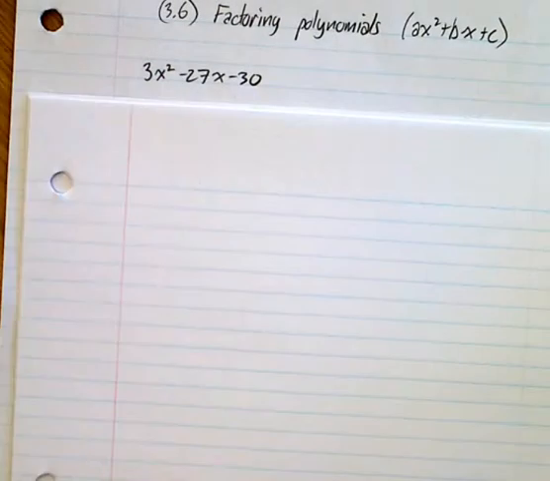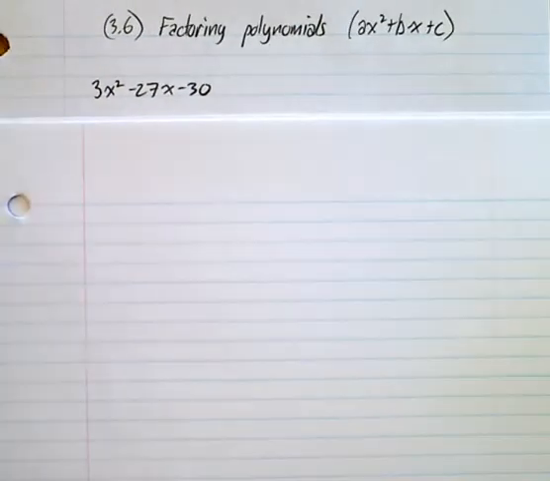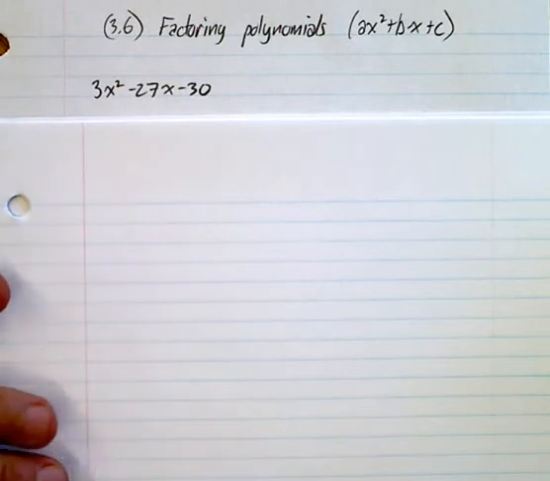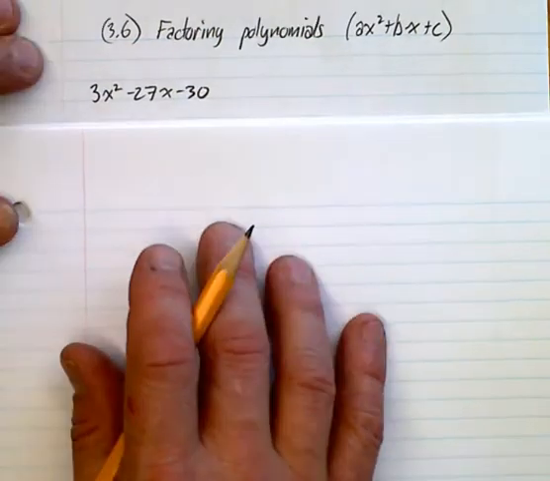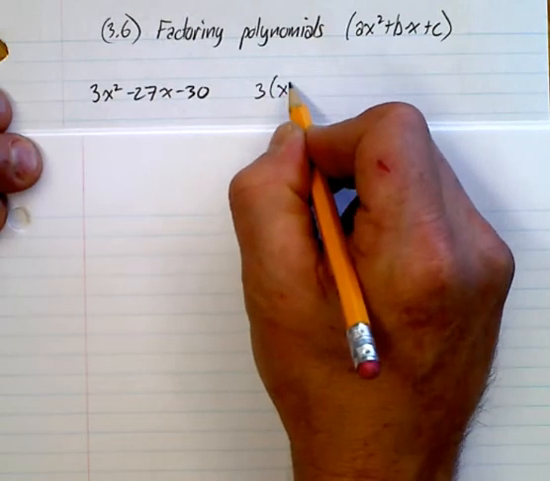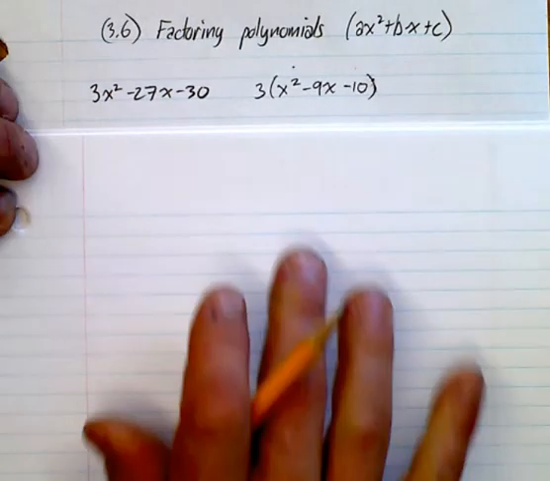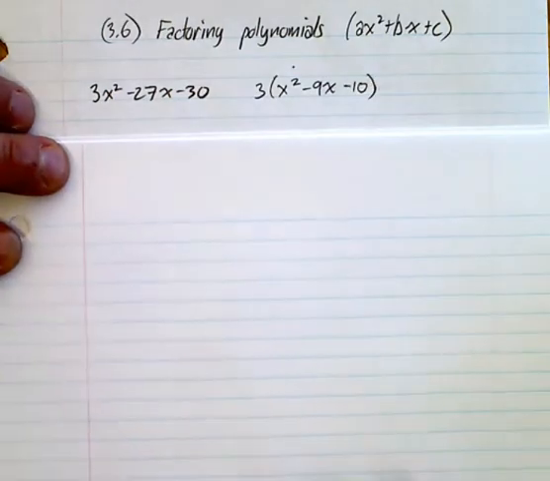So I've mentioned several times in class that the first thing you want to do is see if you can actually remove what they call a common factor. I'm hoping that in this case you can see that you remove a 3. If you remove a 3, you end up with x squared minus 9x minus 10. And this one is significantly easier to solve, okay?